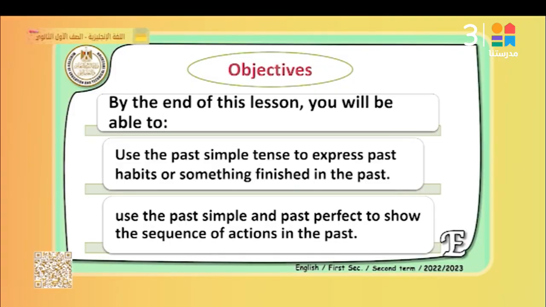Our objectives for this lesson: we are going to use the past simple tense to express past habits or something finished in the past. We are going to use the past perfect tense to show the sequence of actions. The past simple and the past perfect are used to show the sequence of actions, which action came first in the past.